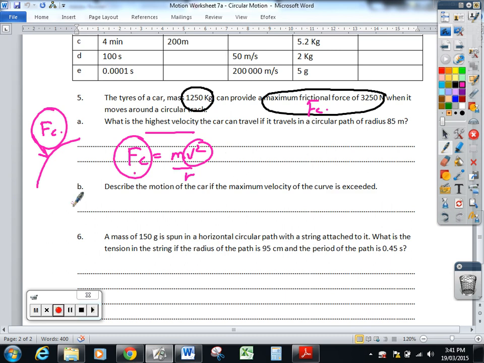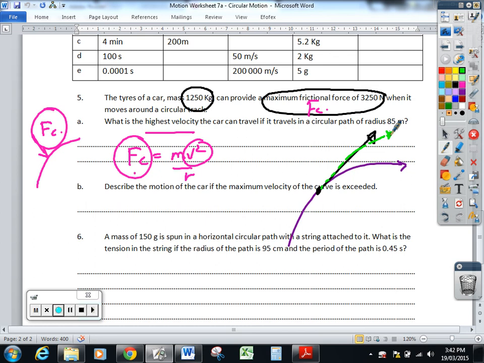This question says, describe the motion of the car if the maximum velocity of the curve is exceeded. Well, we know what will happen. You fly off at a tangent. In other words, here is the curve normal, and if you're here, you will go in a straight line, or maybe hyperbolically, you might be able to go off like that, depending on how much friction there is. But you'll either fly off at a tangent or fly off at a curve less than the tangent. And you won't be able to complete the curve. So that's our description there.